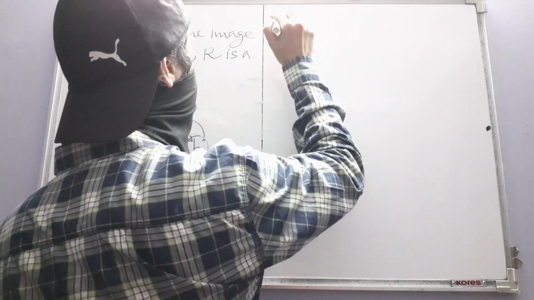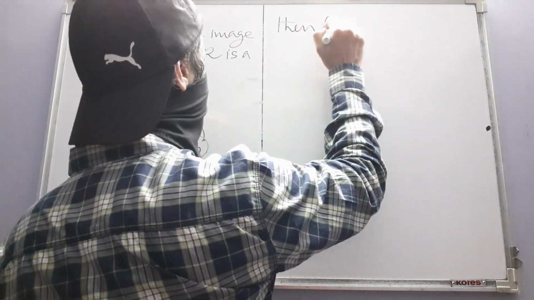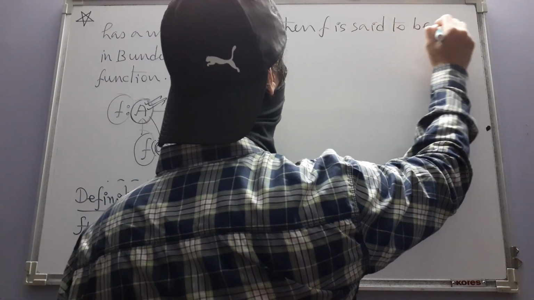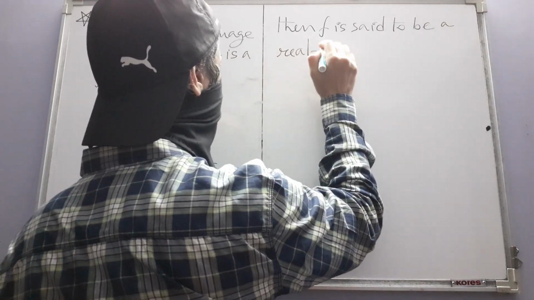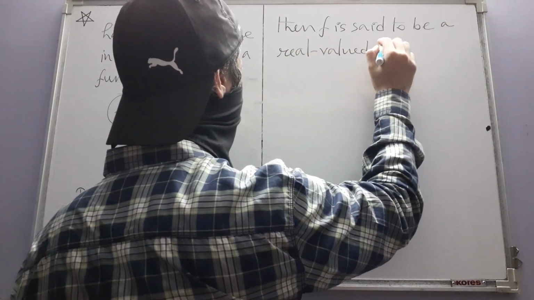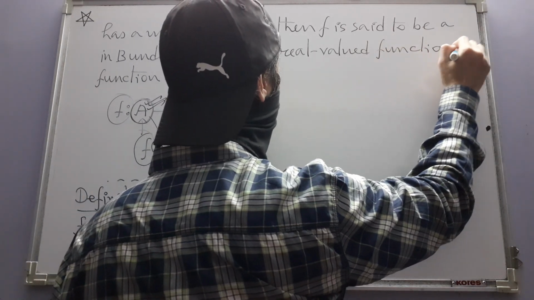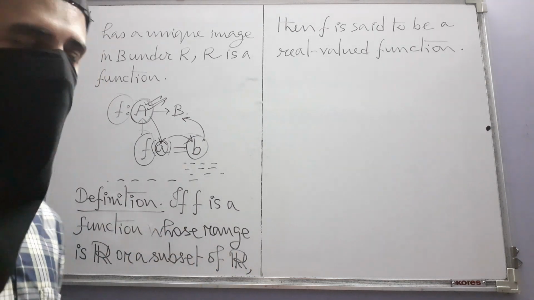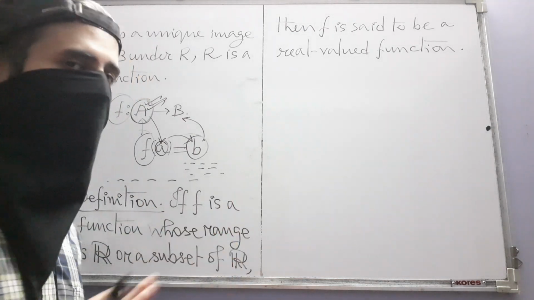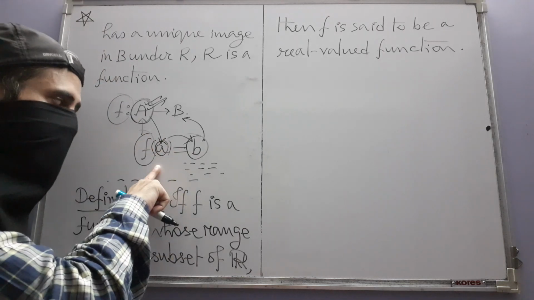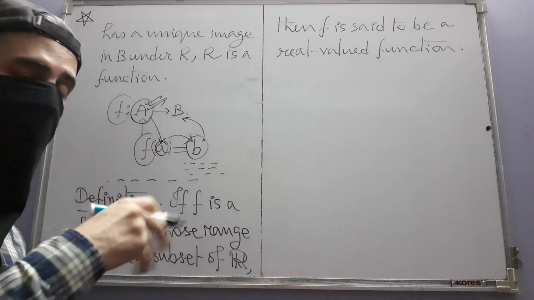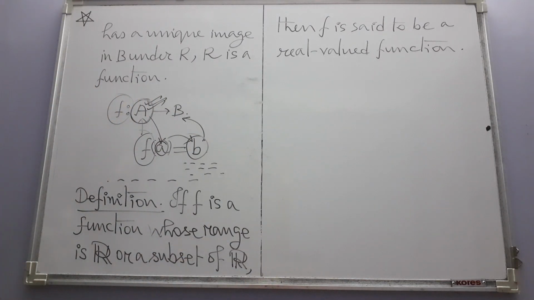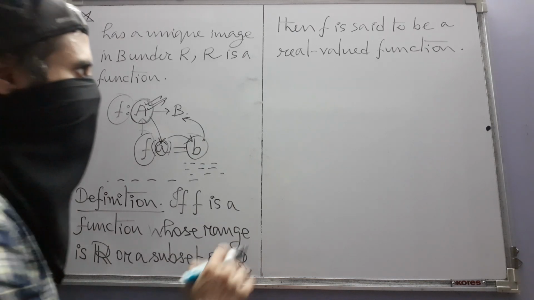Then f is said to be a real valued function. Okay, so when we say a real valued function, you have to understand that the outputs are all real numbers. Note that just now I have said that some functions have vector inputs. But if the output is a real number, then such functions are real valued functions.